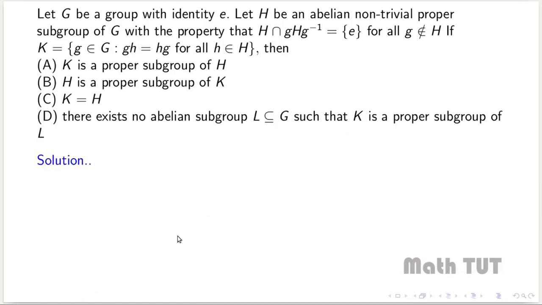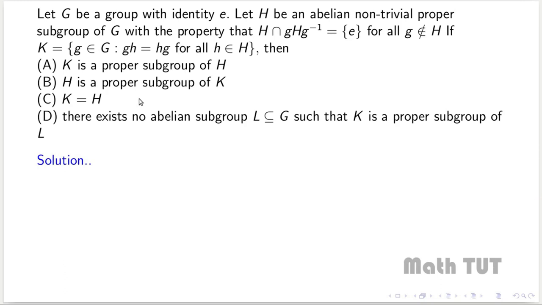Hello guys, let's see the next problem. We are given G is a group with identity E, and H is an abelian non-trivial proper subgroup of G with some property, and K is the set of all g belonging to G such that gh is equal to hg for all h in H. Then we are given 4 options, and we have to check which of the following options are correct.